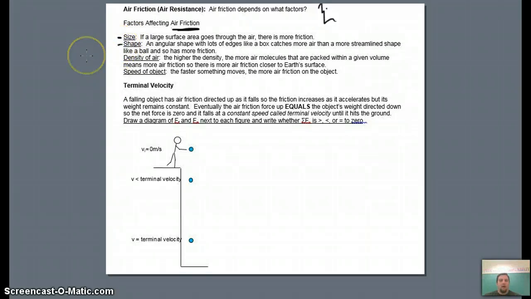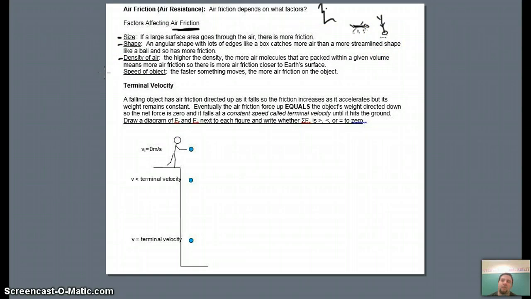Shape is also a factor that affects air friction. Think about a skydiver. If you have a skydiver that's falling flat compared to a skydiver that's falling straight down, head first, which one do you think will experience more air resistance? The one that's flat. Why? Because of the shape. Just think about how many air molecules will be hitting this guy as he's falling compared to only a couple on this guy on his head.